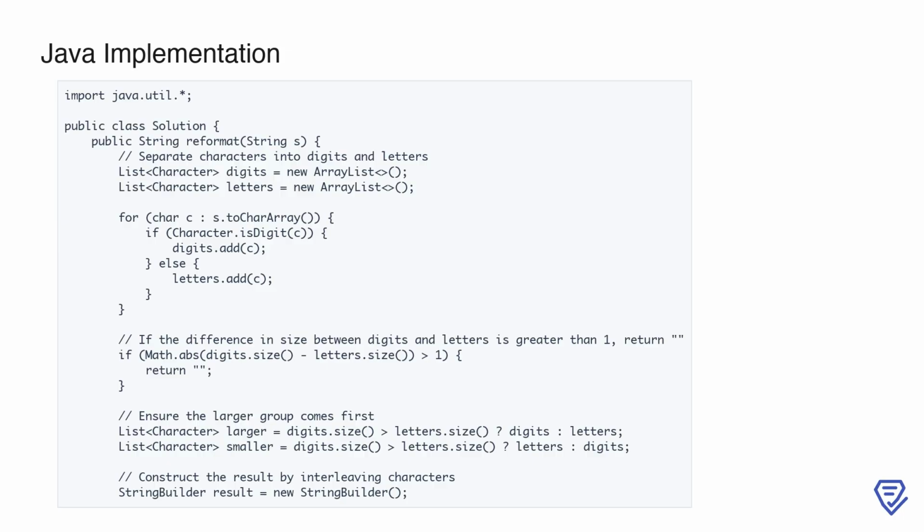Finally, we identify which group is larger. If the digits list is bigger, it gets assigned to larger, and letters become smaller. Otherwise, the roles are reversed. This ensures that the larger group always starts the interleaving process.